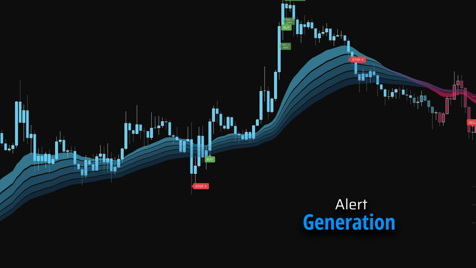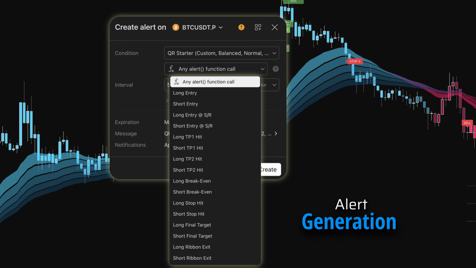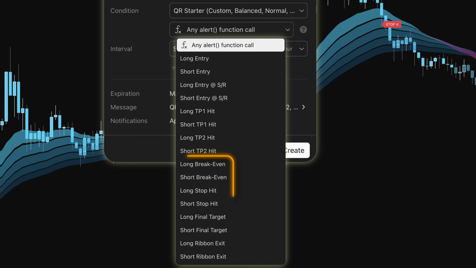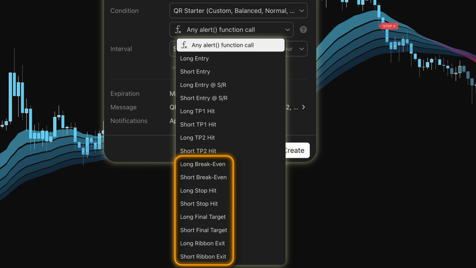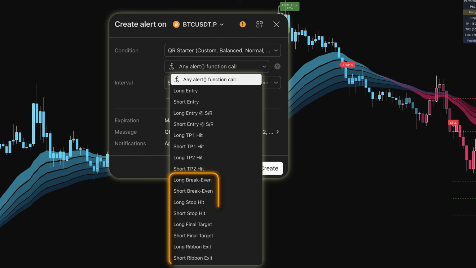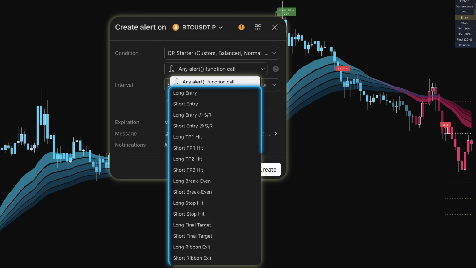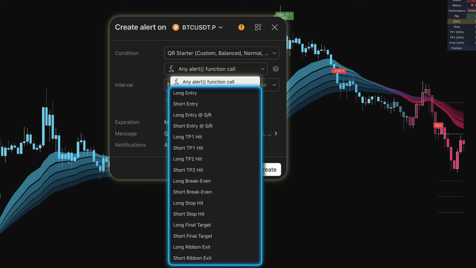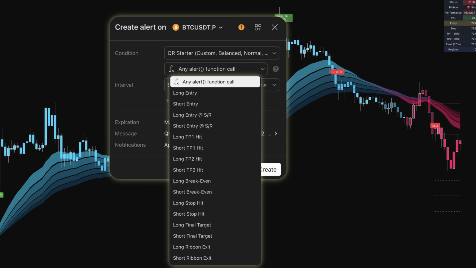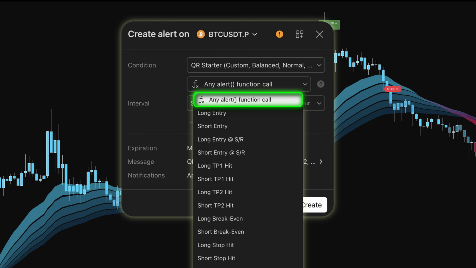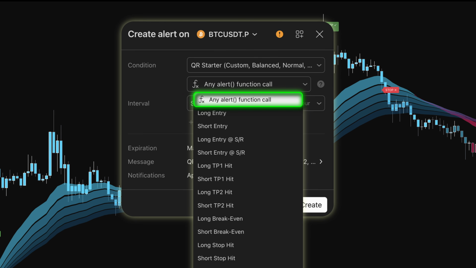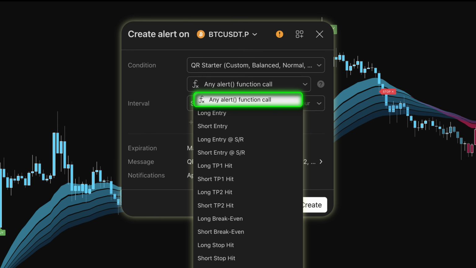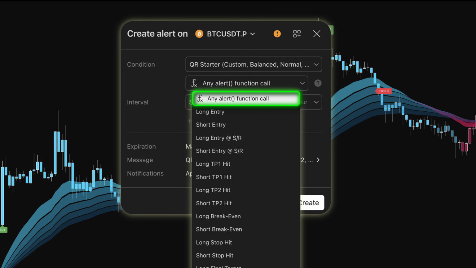Full alert system built in. Entry alerts for long and short signals. Exit alerts for TP1, TP2, final target, stop loss, break-even moves, and ribbon exits. 2 ways to set it up. You can create individual alerts for specific events, just long entries or just stop losses, whatever you need. Or select any alert function call, and one alert covers everything: entries, exits, partial targets, all of it. Works with webhooks and bots if you want to automate execution.